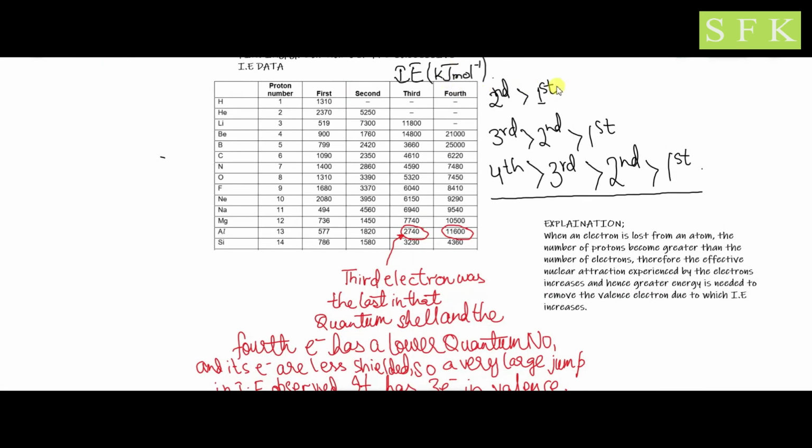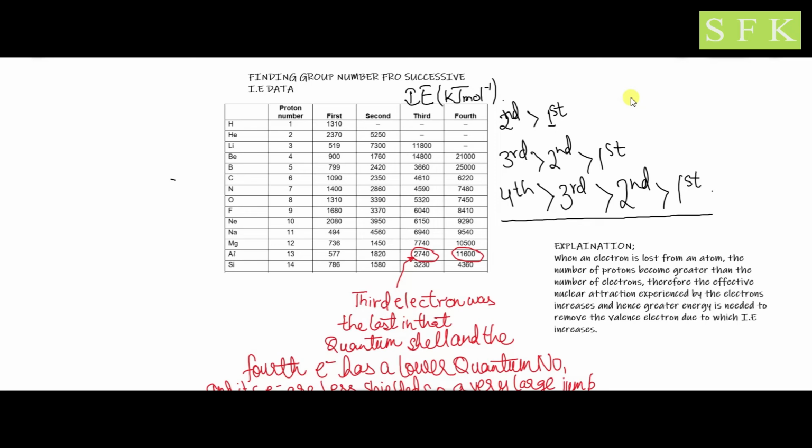Now the last topic of today's video, finding group numbers from successive ionization energy data. This is a chart showing successive ionization energies of a few elements over here: hydrogen, helium, lithium, beryllium, boron, carbon, nitrogen, oxygen, fluorine, etc. Okay, the first ionization energy, then the second, then the third, and then the fourth.